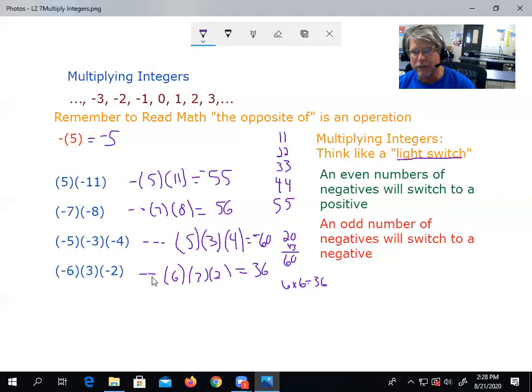But notice that since there's an even number of negatives, one negative switches it to a negative, and then the next one switches it right back to a positive. So again, an even number of negatives makes a positive answer. So hopefully that helps you out when you are multiplying integers.